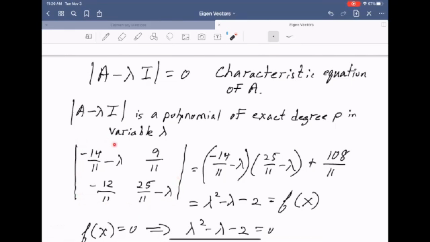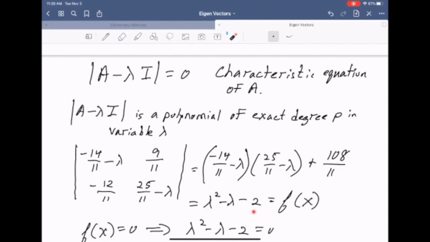So we take this element, A11, multiply it by element 2, 2, and subtract from it this number multiplied by this number, which in the case we got a minus here becomes positive. So we'd have 9 times 12, which is 108 over 11, which gives us this result. And the first part is this minus 14 over 11 minus lambda times 25 over 11 minus lambda.